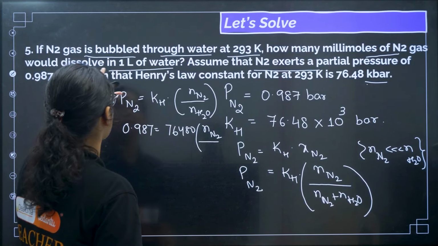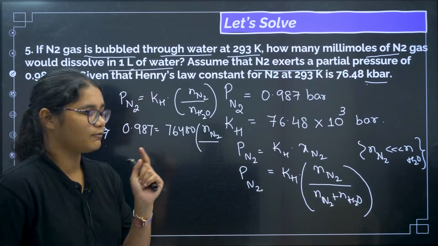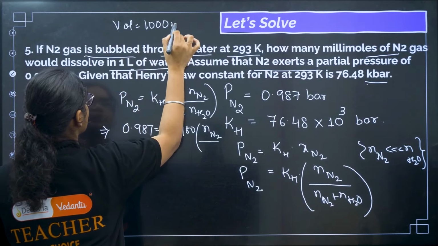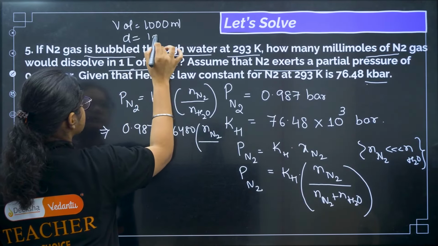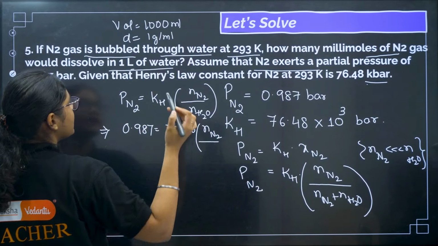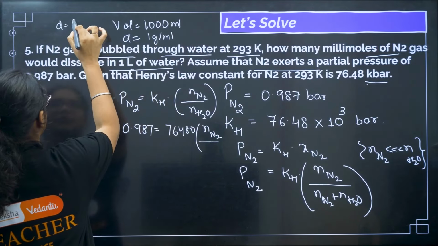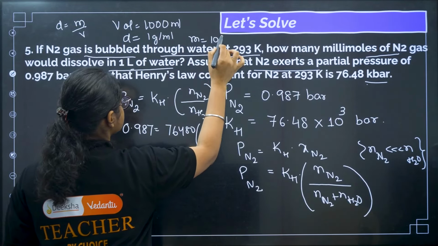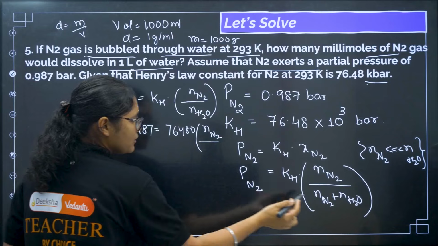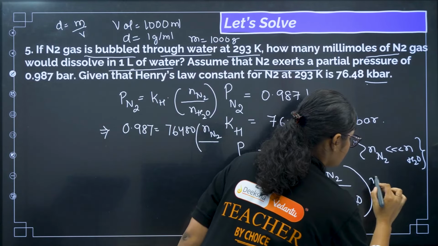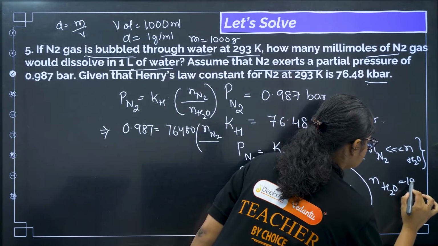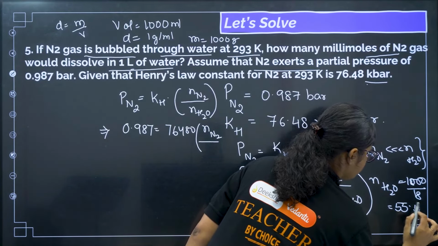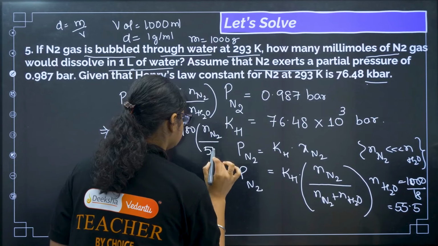So if you see, water is 1 liter, so I can say the volume is 1000 ml. And the density of water, everybody must be knowing, is 1 gram per ml. So if I multiply, density is equal to mass by volume, and I multiply this term, I'll get the mass of water as 1000 grams, right? So the number of moles of water will be how much then? The number of moles of water will be given mass, that is 1000, by molar mass, that is 18, I'll be getting 55.5. Okay, so I can substitute that here.